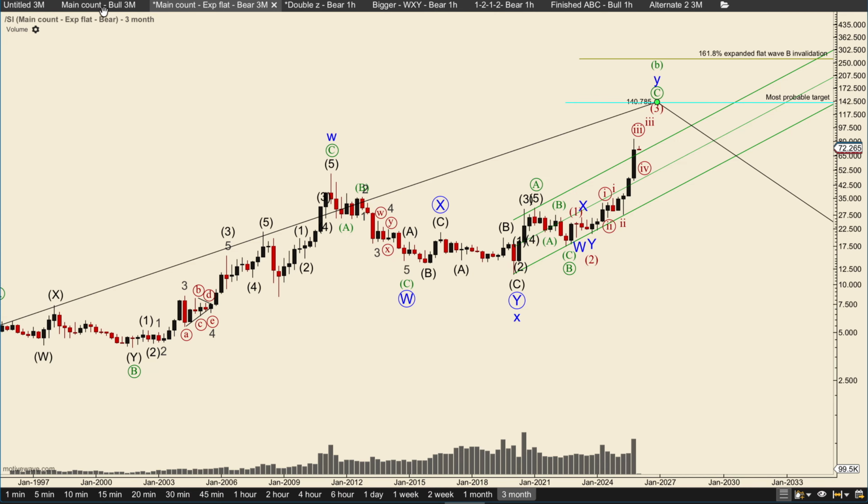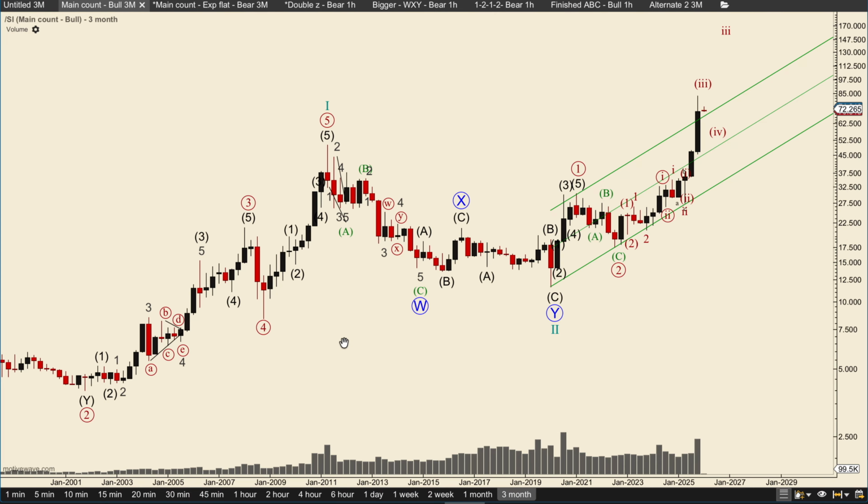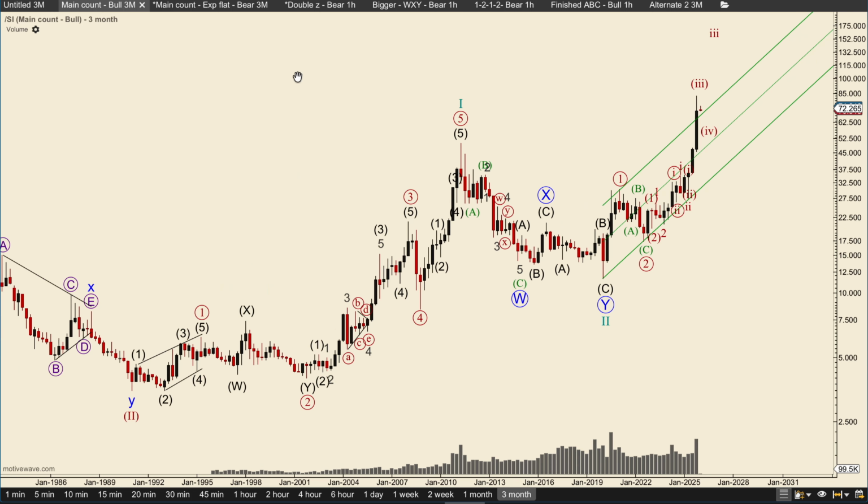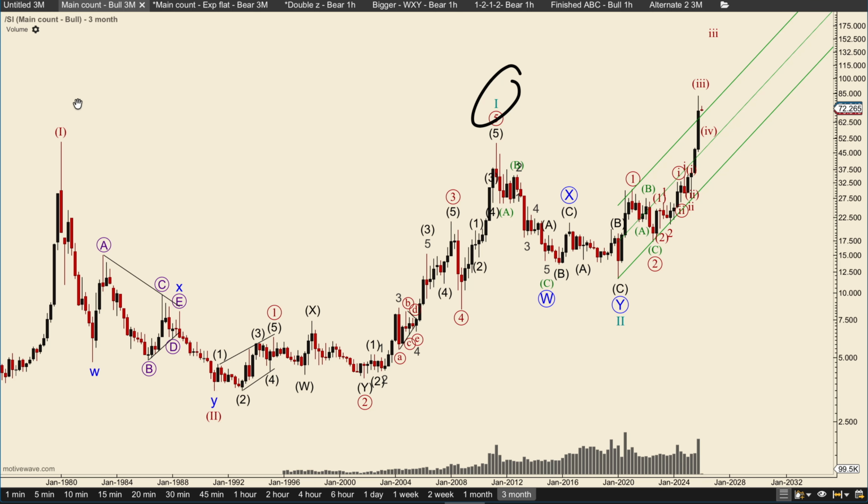If we move on then to the main count, and focus on the recent structure here, you can see that this is a lower degree wave 1, meaning that this is a lower degree of this. So this is a higher degree, meaning that this needs to have 1, 2, 3, 4, 5 in order to complete wave 3 of this higher degree.